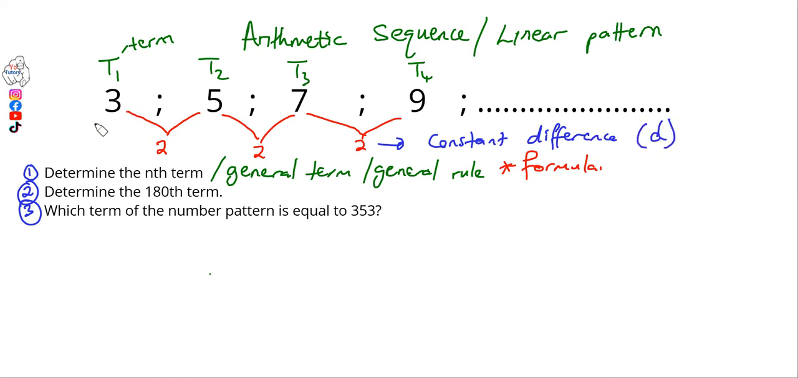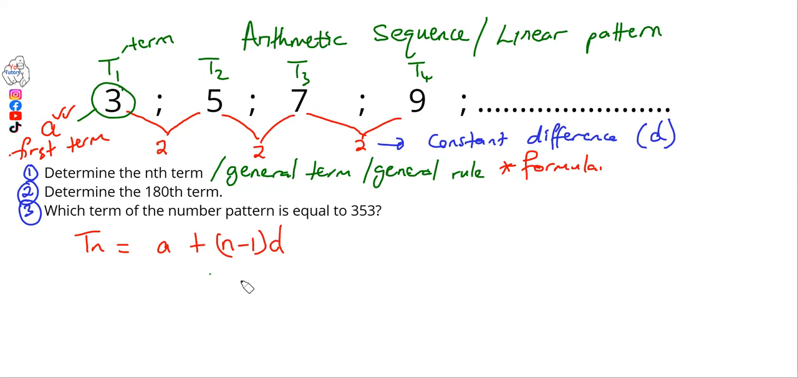Okay, but when you look at these terms, there is a term that they are starting with here. What is this term? We call this term A, which is our first term. So A refers to the first term, and the Tn here refers to any term that we have in the sequence. Now let's see how we get the general term. The general term that is used here is Tn equals A plus n minus 1 D. So this is the formula that we must use.